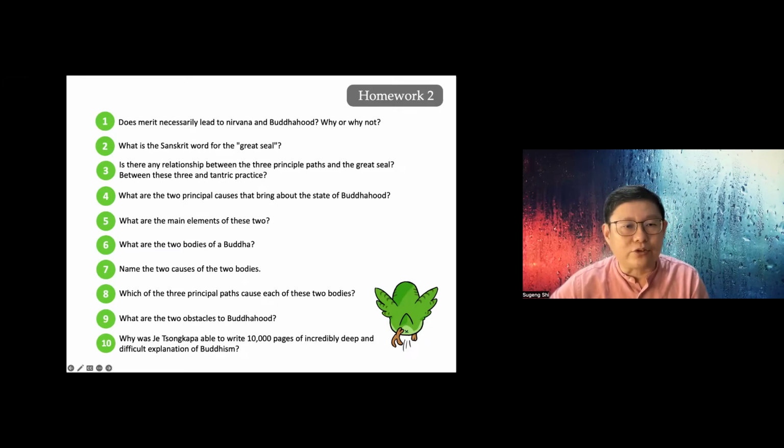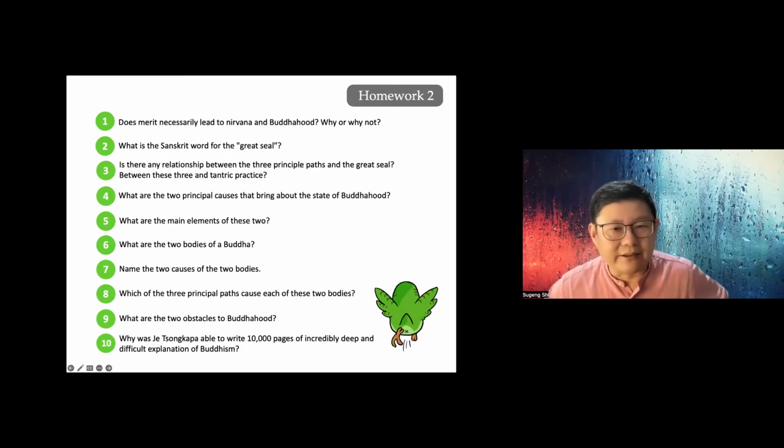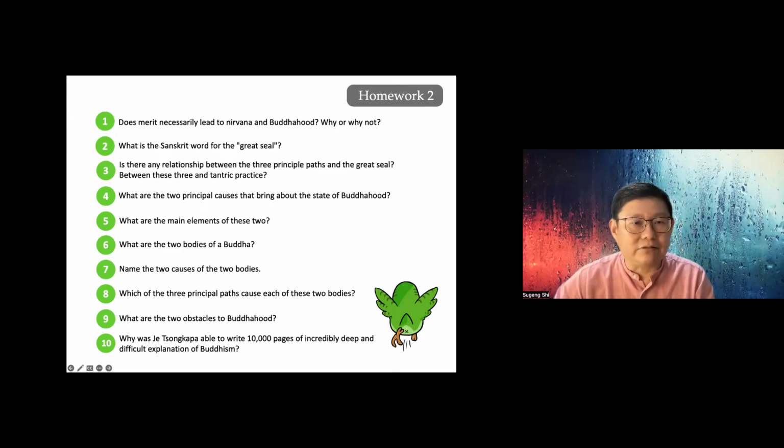And what are the 2 principal causes that bring about the state of Buddhahood? Basically, they are the method and wisdom, right? The 2 principal causes: method and wisdom. The main element of the method will be the renunciation and bodhicitta. The wisdom will be the correct worldview.